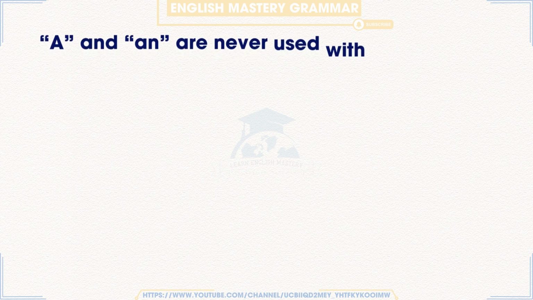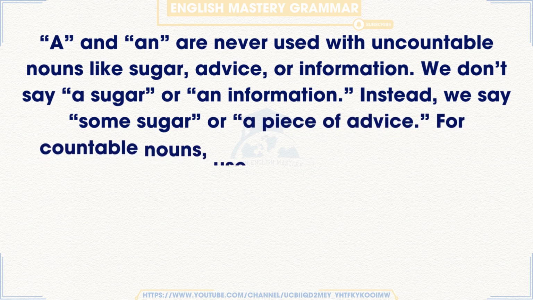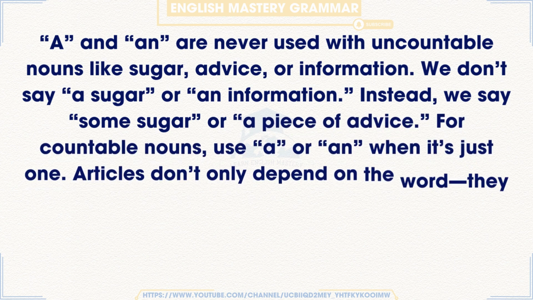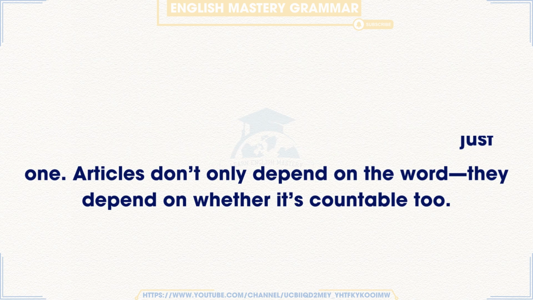A and an are never used with uncountable nouns like sugar, advice, or information. We don't say a sugar or an information. Instead, we say some sugar or a piece of advice. For countable nouns, use a or an when it's just one. Articles don't only depend on the word. They depend on whether it's countable too.